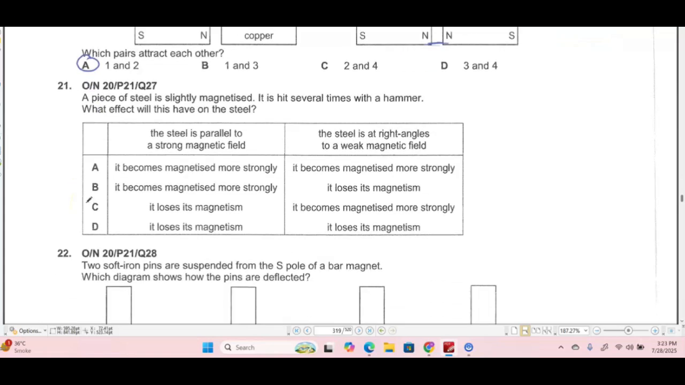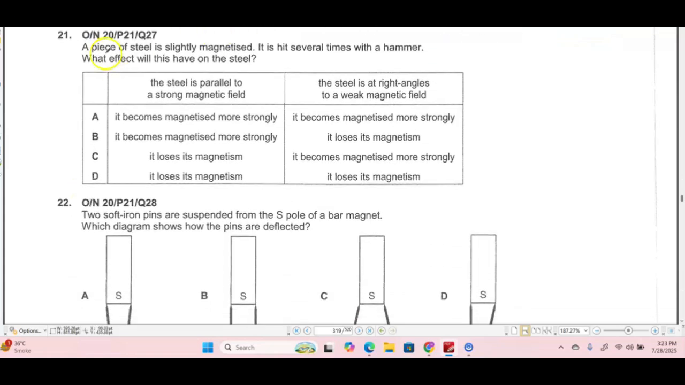Moving forward, question number 21. A piece of steel is slightly magnetized. It is hit several times with a hammer. What effect will this have on steel? I've told you many times. Placed parallel in the magnetic field, it is going to become a strong magnet. And if placed perpendicular to the magnetic field, it is going to be demagnetized. So B was the correct option. We've done this question before as well.